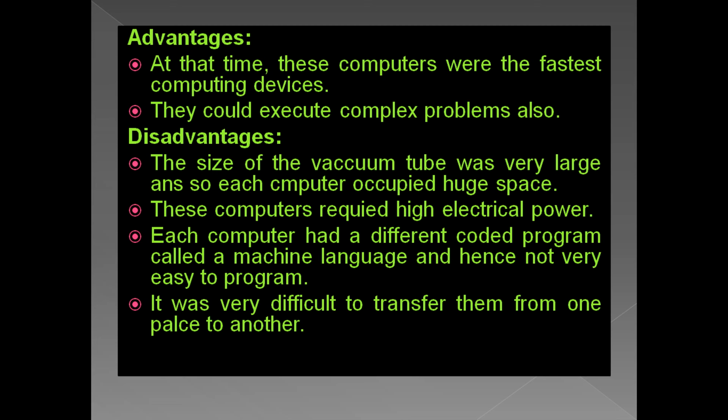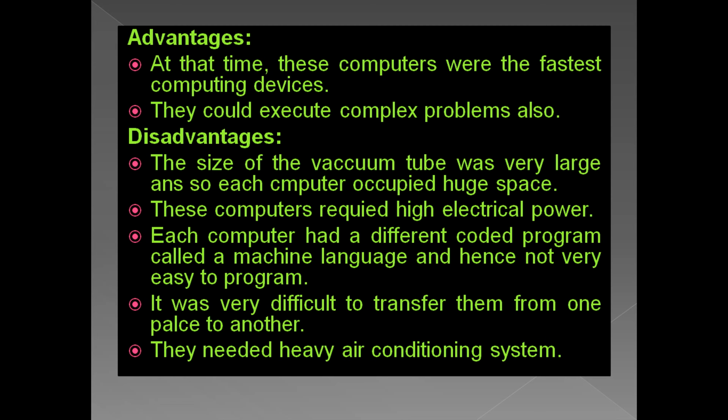Okay, and now next, they needed heavy air conditioning. Since this computer was very huge in size, they required higher electrical power. Since they used higher electrical power, the higher the power you use, the more heat you produce. So because of that, they needed a heavy air conditioning system. Now let us see the second generation. The era was from 1956 to 1963.